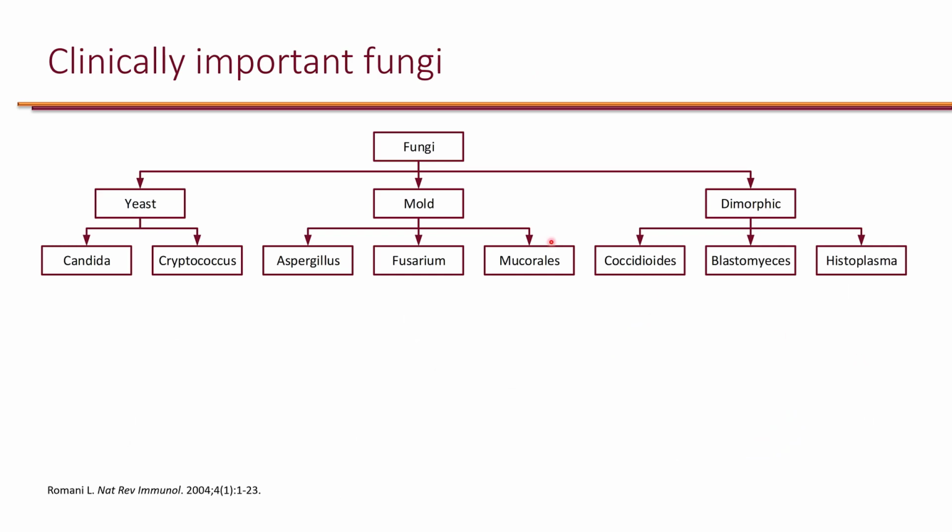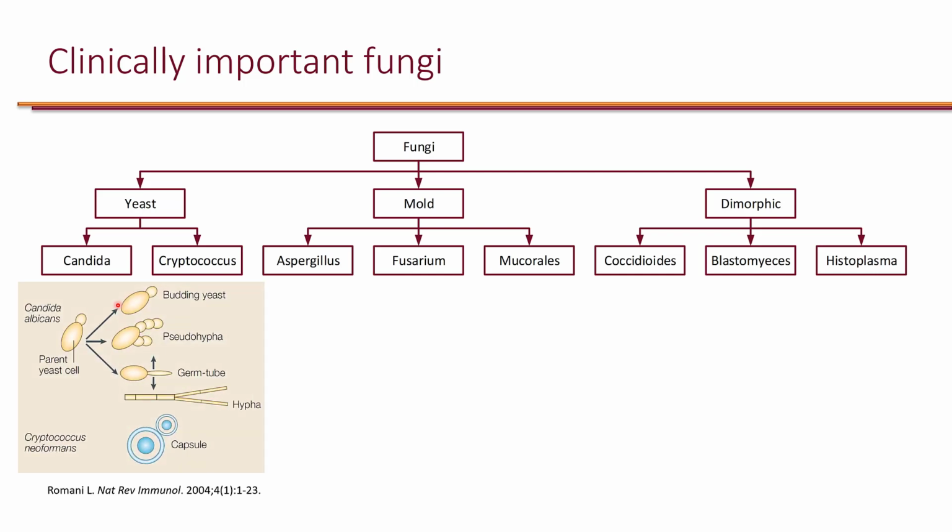Now let's take a look at clinically important fungi. In general, fungi can be divided into yeasts, molds, and dimorphic fungi. Candida and Cryptococcus species are yeasts that commonly cause fungal infections in susceptible hosts. Now, yeasts are typically round or oval. They generally form smooth, flat colonies, and they reproduce by budding.